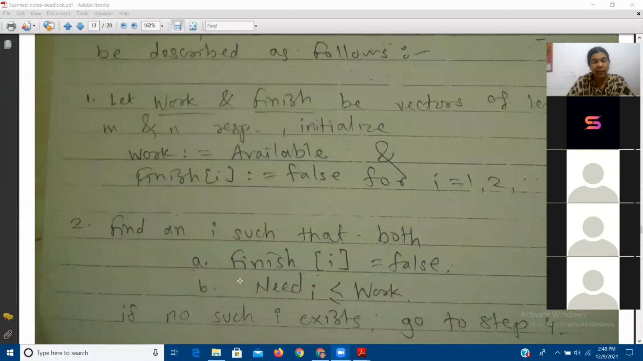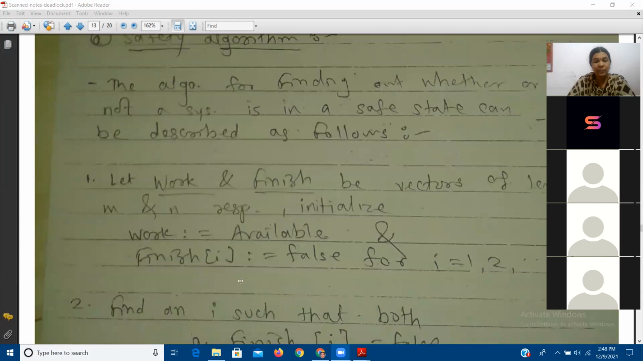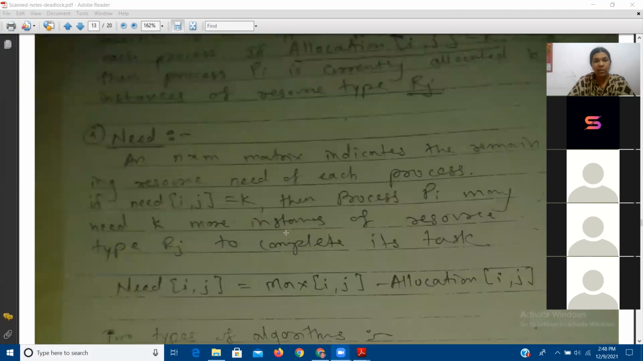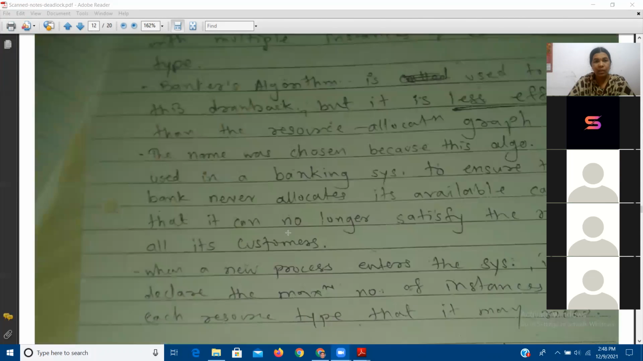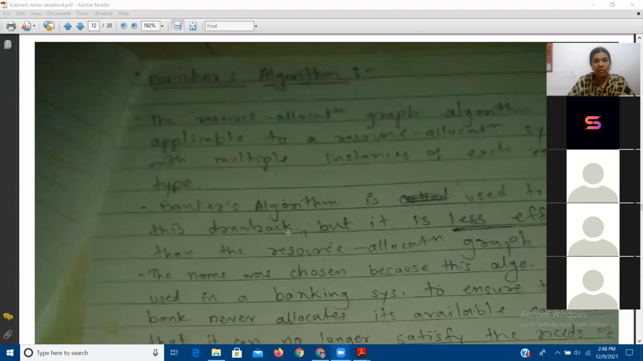So is the idea clear? Yes, students? Yes, ma'am. Okay. So first of all, you can just note it down. I hope you have noted the first algorithm. So this was the first algorithm.